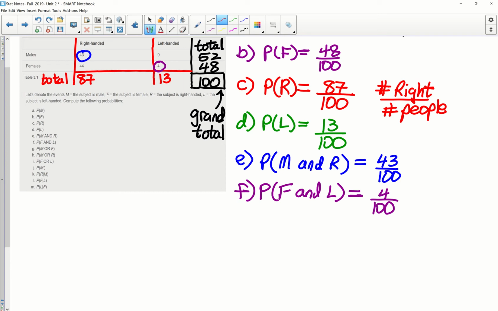All right, for part G. M or F. So, getting a male or a female. Now this is a weird one. The logical connective or. I'll just say the logical or.